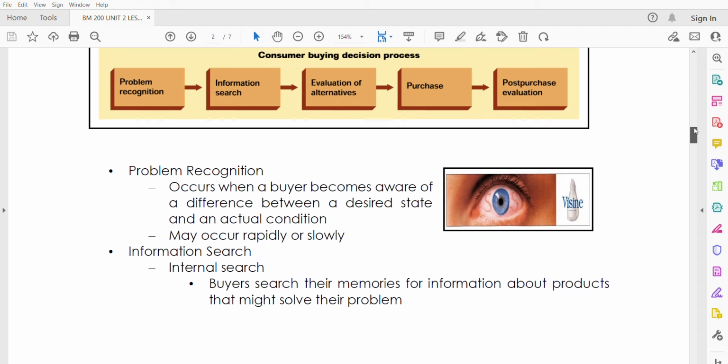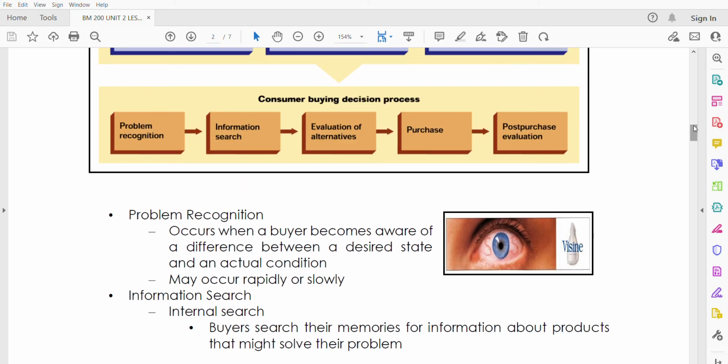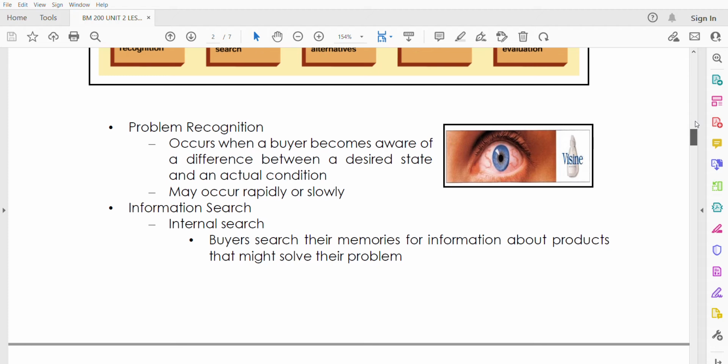So, sa first step sa decision process, which is problem recognition, this occurs when a buyer becomes aware of a difference between a desired state and an actual condition. This could occur rapidly or slowly. This is the stage wherein you recognize your need. This is the stage where you identify that you demand a specific product to answer your specific needs. So you search after identifying your problem or recognizing your need and want.